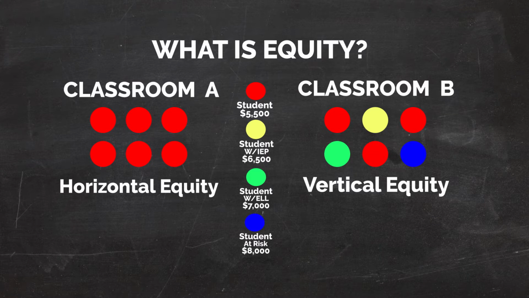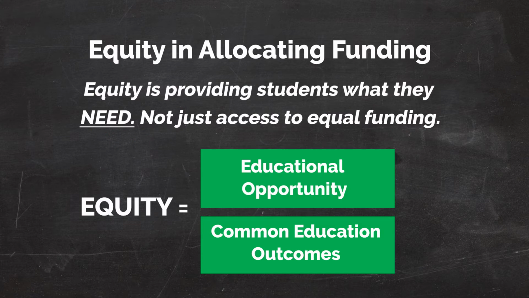If we take horizontal equity and we take vertical equity and we combine the two together, what are we looking for? Equity in the school district equals educational opportunity for all of our students and providing for those common educational outcomes for every one of the students in the Clark County School District. Equity is providing students what they need and not just access to equal funding. So how does the Clark County School District go about doing this?